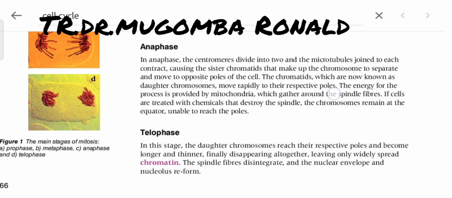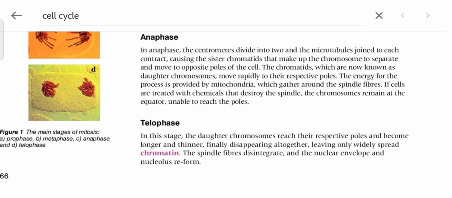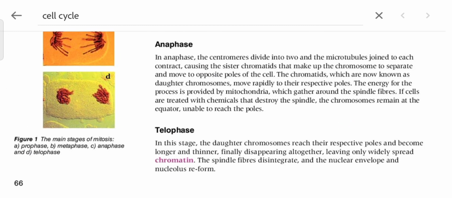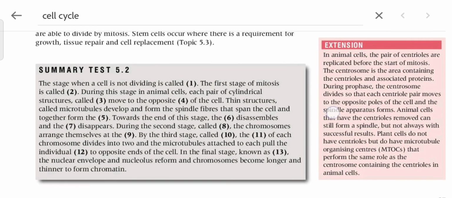Now we went ahead and said during telophase, the daughter chromosomes reach their respective poles and they become longer and thinner, disappearing altogether. Now they are being called chromatin. We went ahead and said that the nuclear envelope reappears, the nucleus reappears. So that is basically what happens during mitosis.